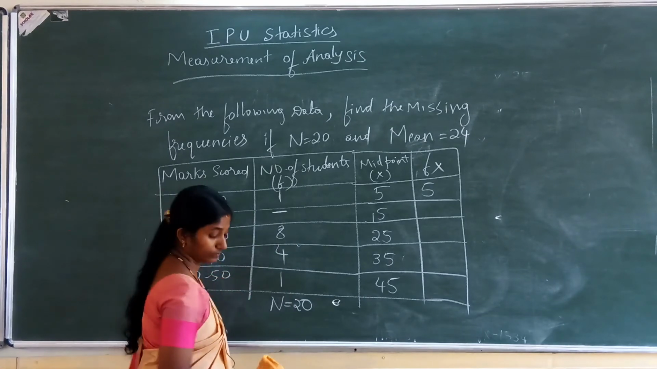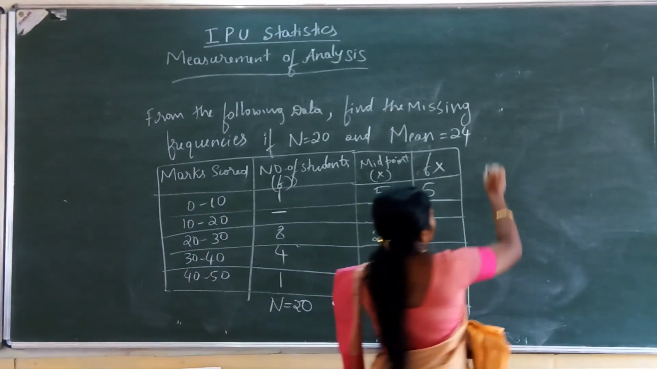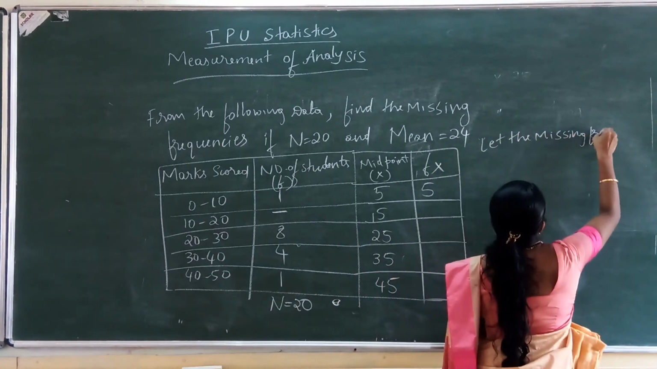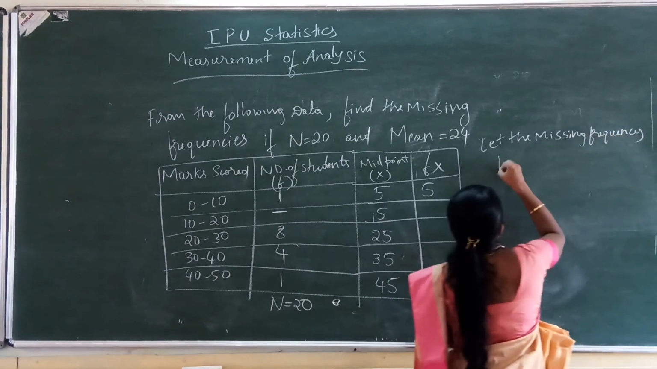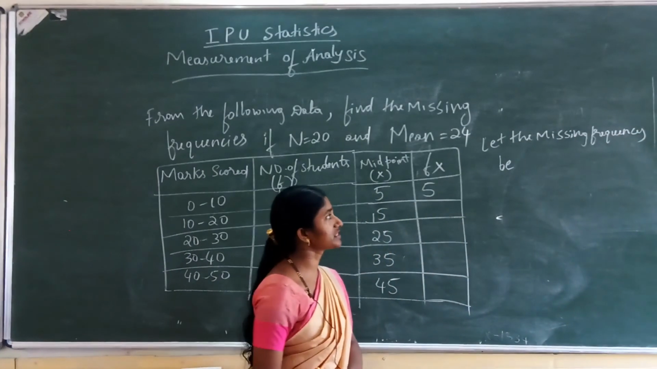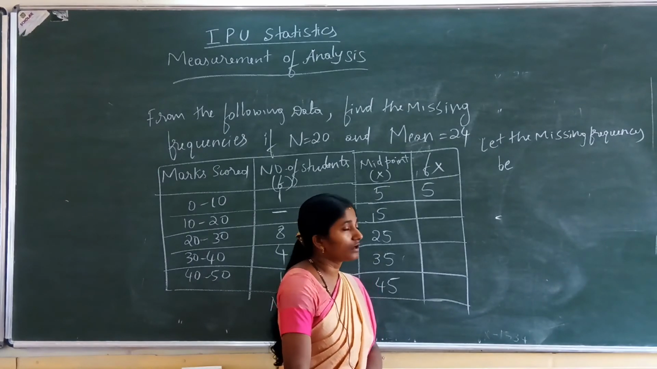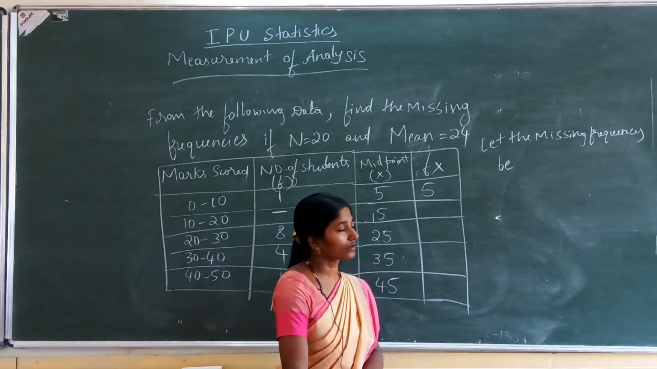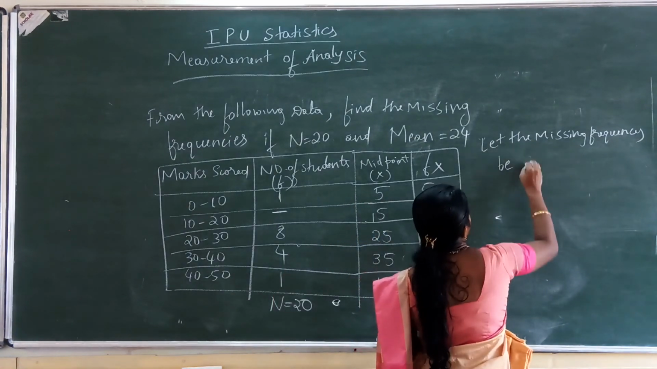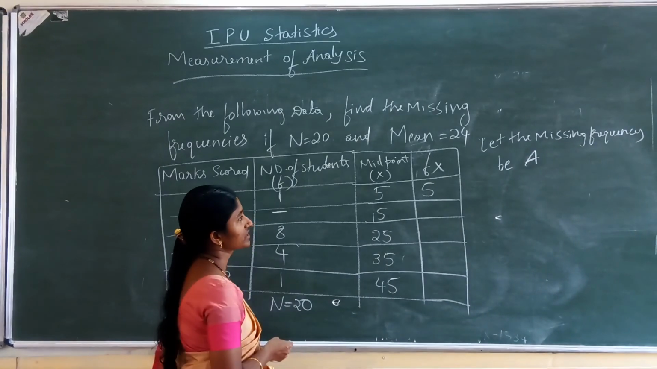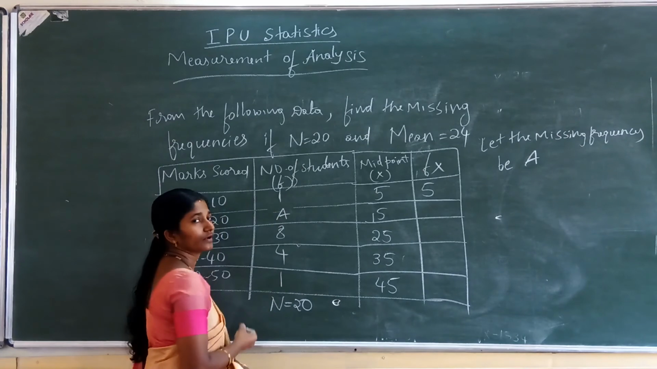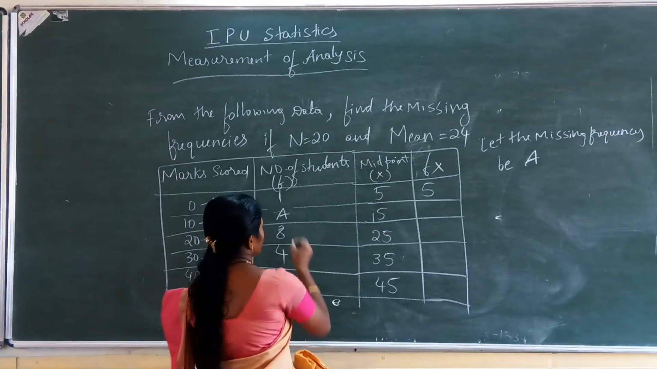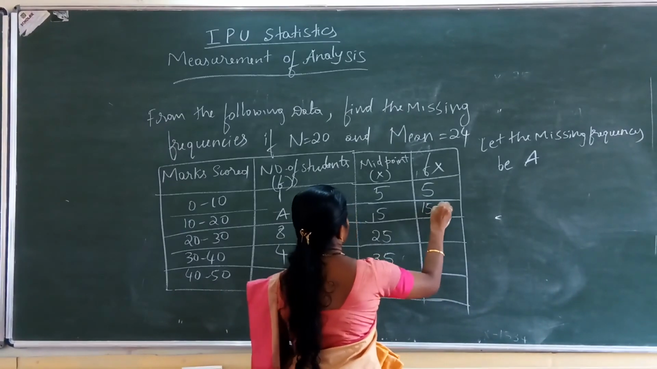So we have to write, let the missing frequency be a. You can take any variable, you can take x or capital A, small a, or you can take f also, capital F, small f. I will take here a. Let our missing frequency be a. We are finding a is equal to how much? Missing frequency a. Now a into 15, 15a I will write.